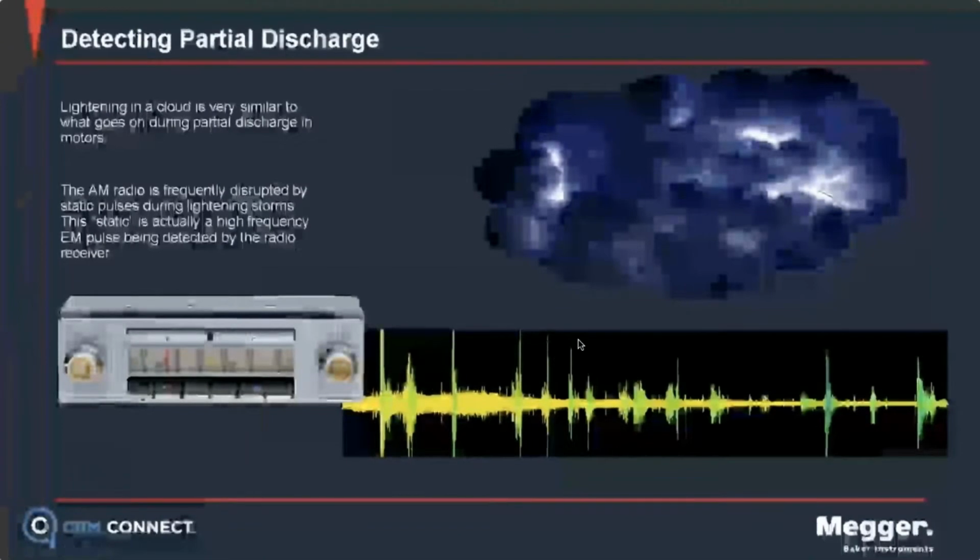that's representative of those discharges, and basically the AM radio is picking up those lightning strikes and the EM pulses that are being emitted by those lightning strikes, and you hear that audible detection, right?